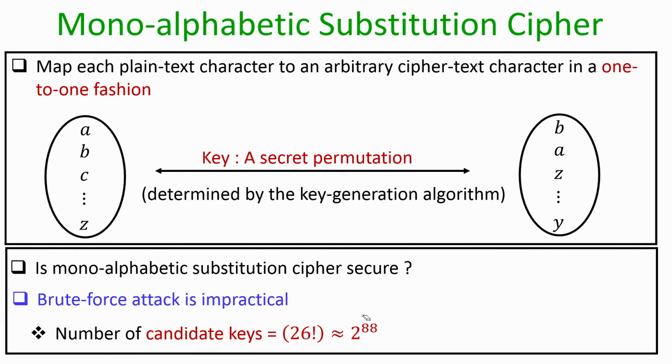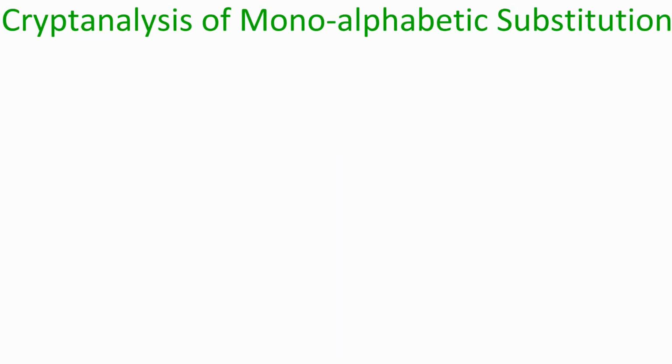So, if the adversary tries to do a brute force attack, which we saw in the context of shift cipher, the amount of brute force or the computation that the adversary has to perform is of the order of magnitude 2 to the power 88, which is an enormous amount of computation. That means we can definitely say that brute force attack is not possible to launch over the substitution cipher. But that does not necessarily mean that that is the only attack possible on the mono-alphabetic substitution cipher.